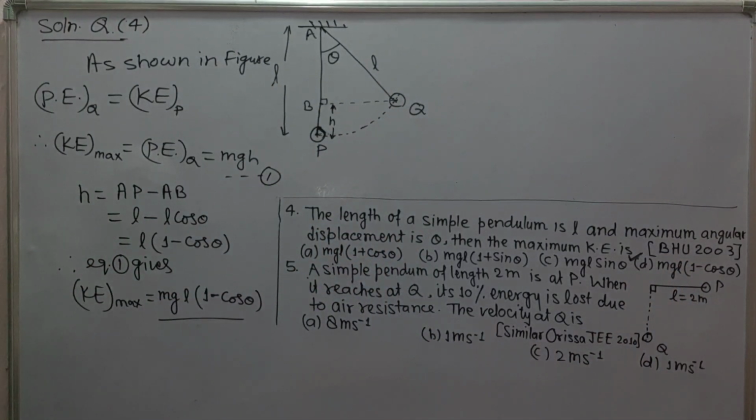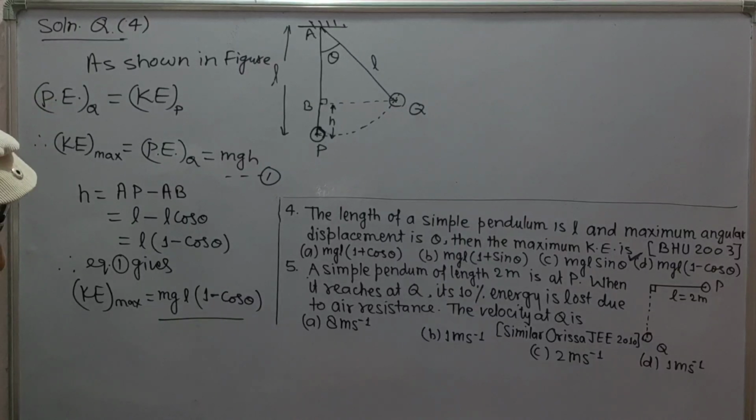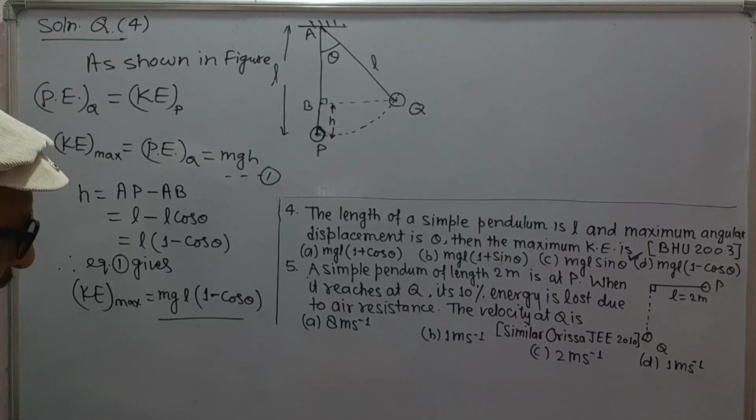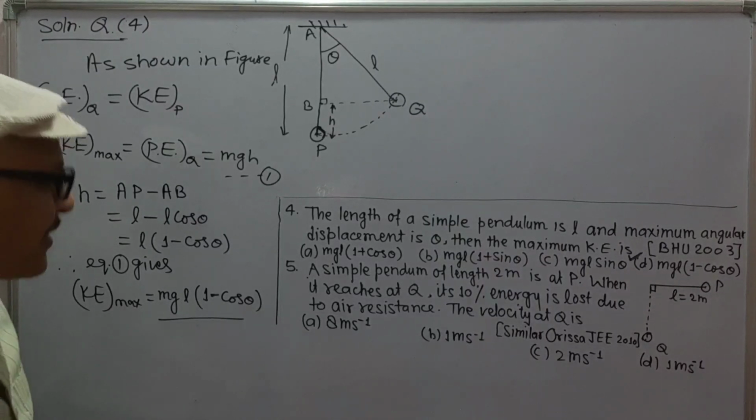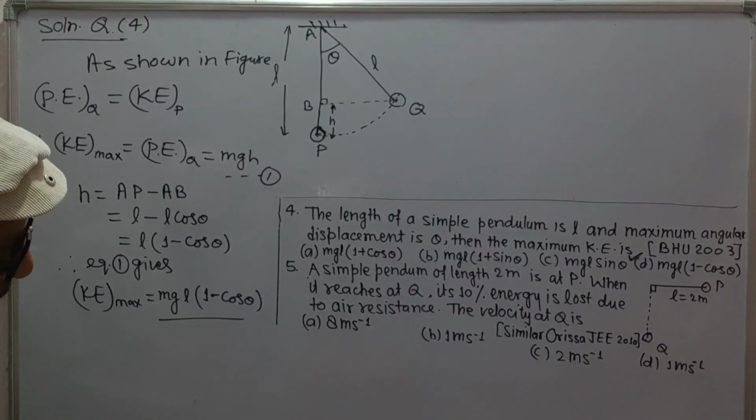Next question number 5. The question is, a simple pendulum of length 2 meter is at P. When it reaches at Q, its 10% energy is lost due to the air resistance. The velocity at Q will be.